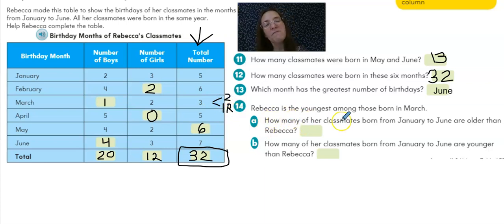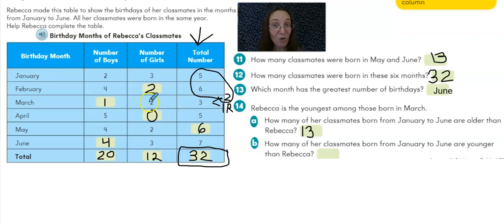So it asks how many of her classmates born from January to June are older than Rebecca. That means they were born before her. So if I take 2 and add it to 5 and 6, I get to 13. 13 kids are older than her.